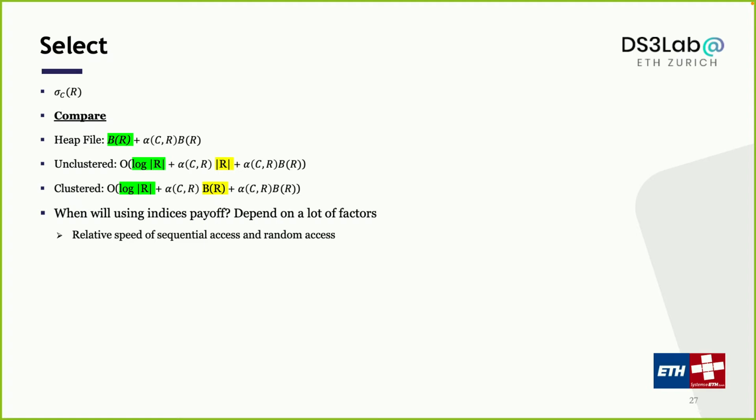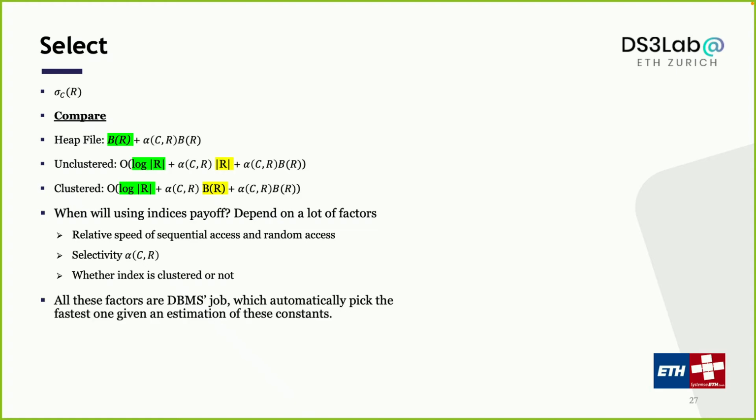They are very different in practice. So it depends on selectivity. It depends on whether your index is clustered or not, and so on and so forth. All of these factors to consider are the job of your database system to pick automatically for the user, without the user worrying too much about it. So about how to estimate selectivity, how to estimate those costs.